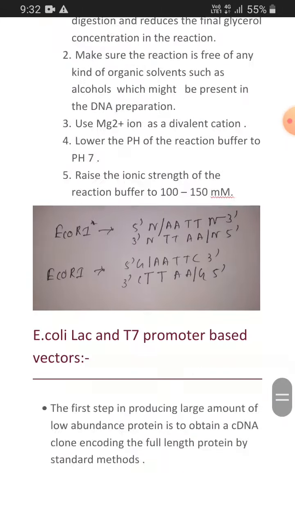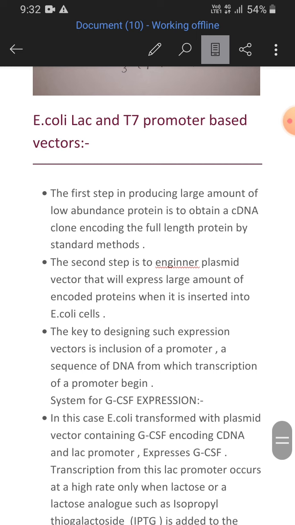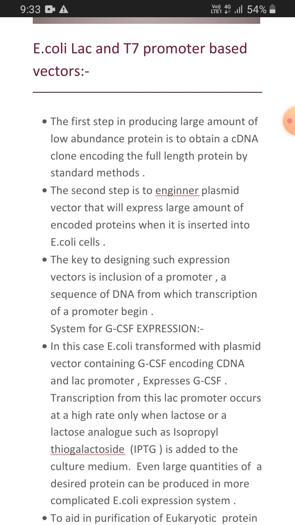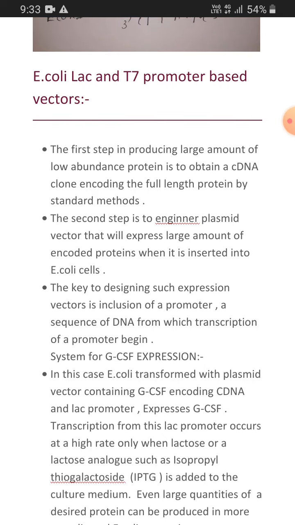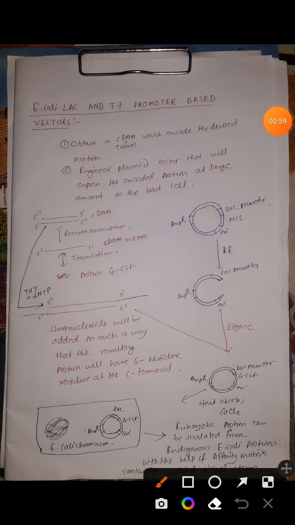Although I have prepared detailed notes regarding the E. coli LAC T7 promoter based vector, it will be very easy to understand if we use some diagrams. Remember one thing: the actual goal here is to produce protein in large amount, which is usually of low abundance. So we are going to produce a large amount of low abundance protein. For fulfilling this goal, we are going to use the E. coli LAC and T7 promoter based vector.